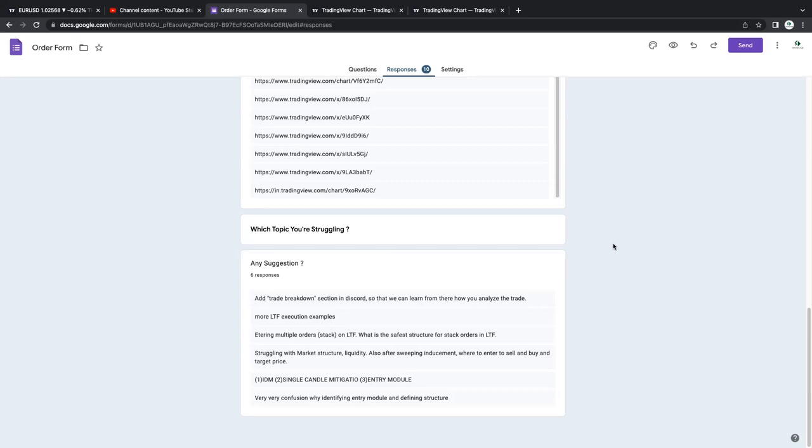entering multiple orders stacked on lower time frame, what is the safest structure for stacking orders in a low time frame? Okay. You mean multiple stacking entries like single candle mitigation and choch, and how we can actually maximize the entry in a single trade, which is good. And I already mentioned it in an ebook, and you can also read it if you know it very well. Then I will also make a video about how we can stack the multiple entries.